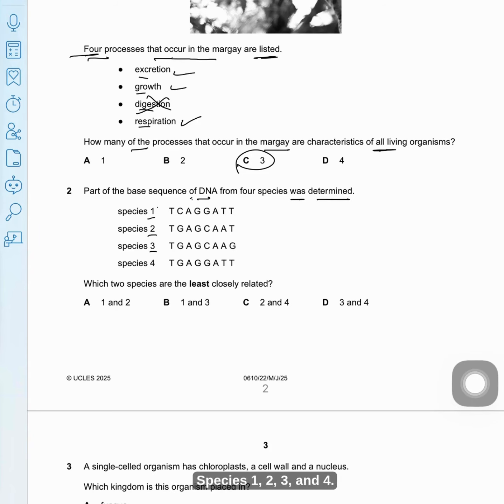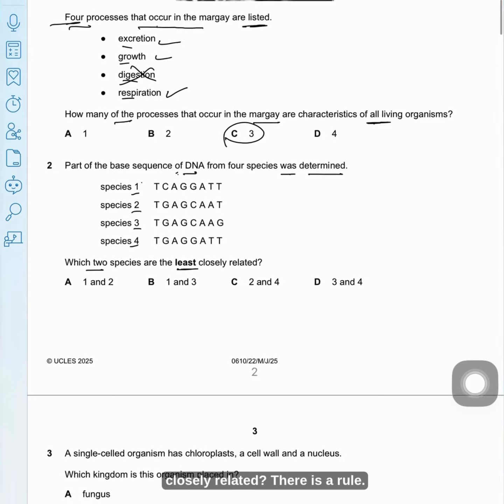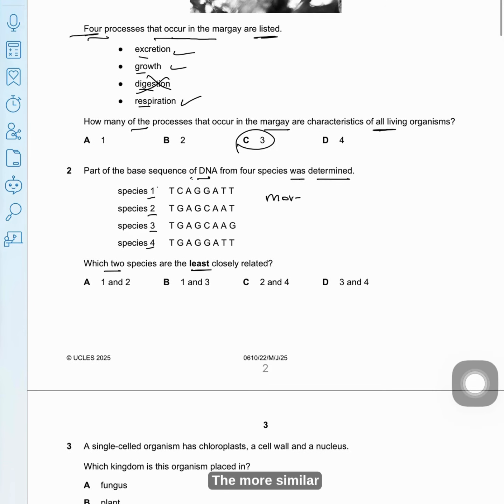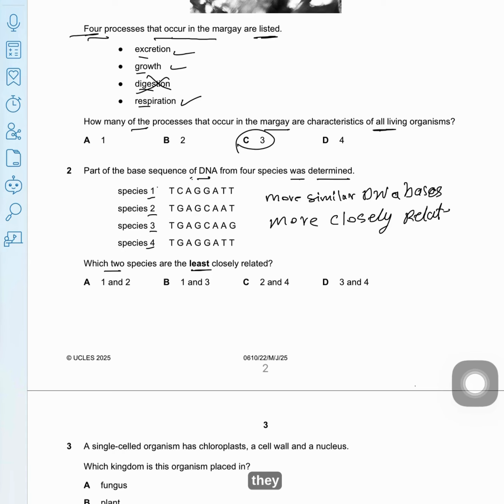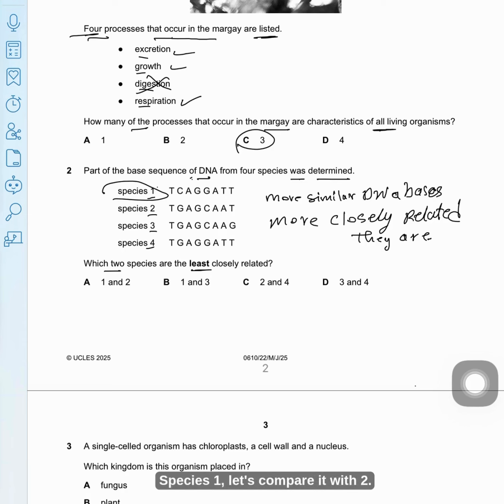Part of the base sequence of DNA from four species was determined: species 1, 2, 3, and 4. Which two species are the least closely related? There is a rule: the more similar the DNA bases, the more closely related they are, right? So which two species are the most closely related? Species one, let's compare it with two.